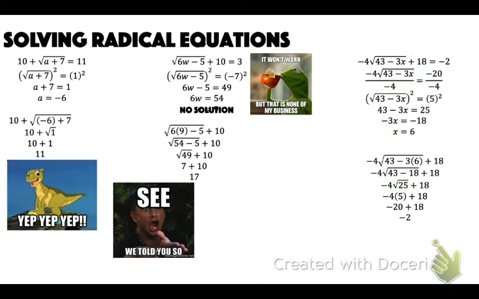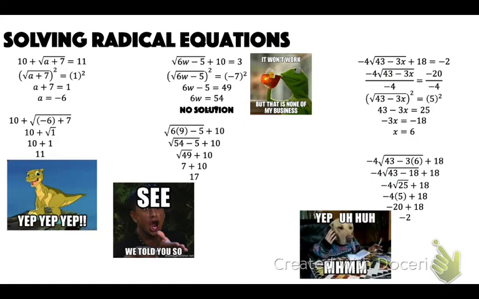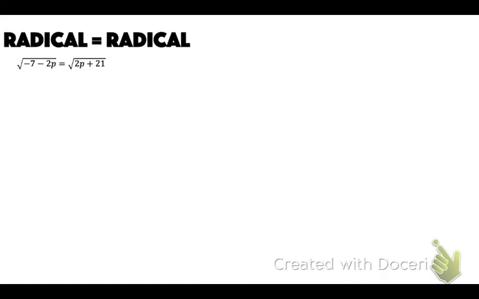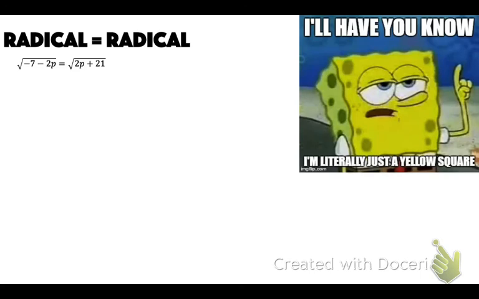Okay, let's go through another type. Okay, this one. So if you have a radical equals a radical, well, these ones are actually super easy. We just start off right off the bat by squaring both sides.